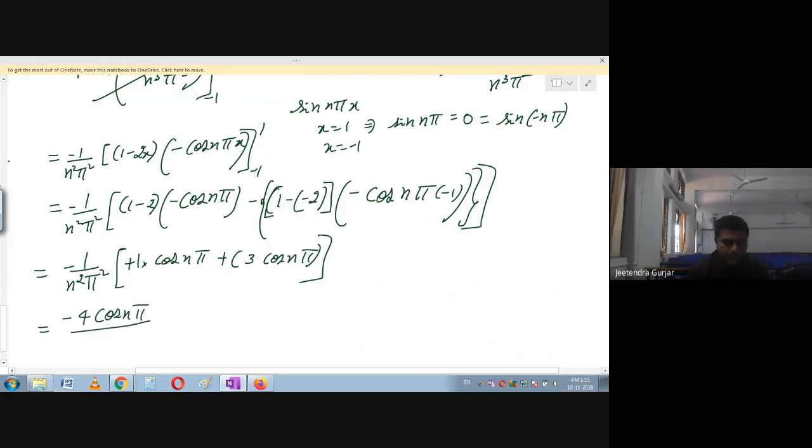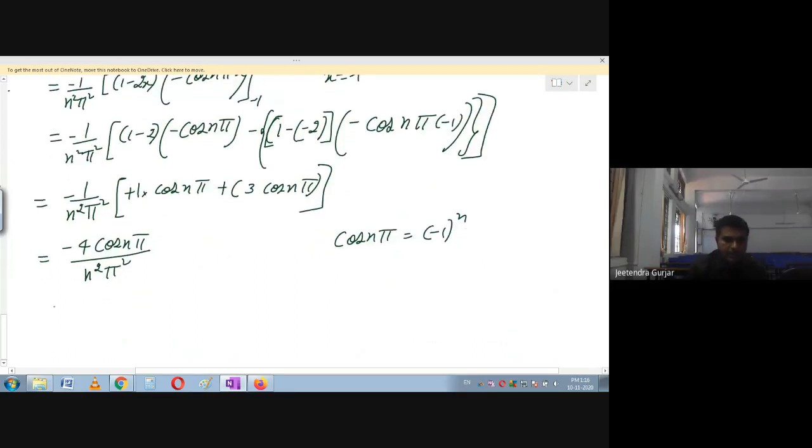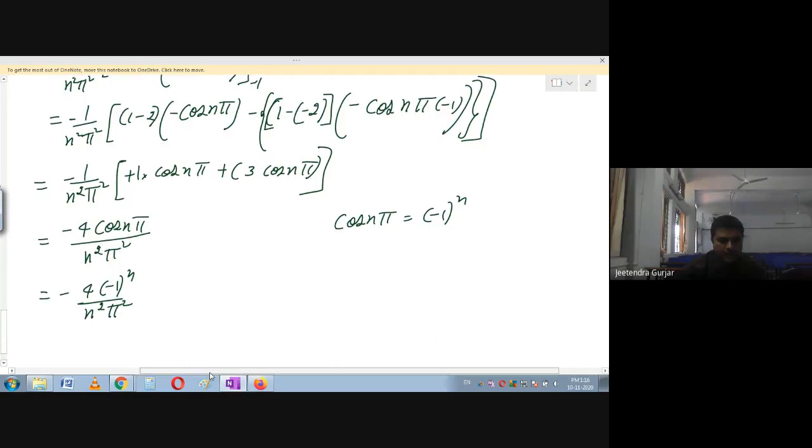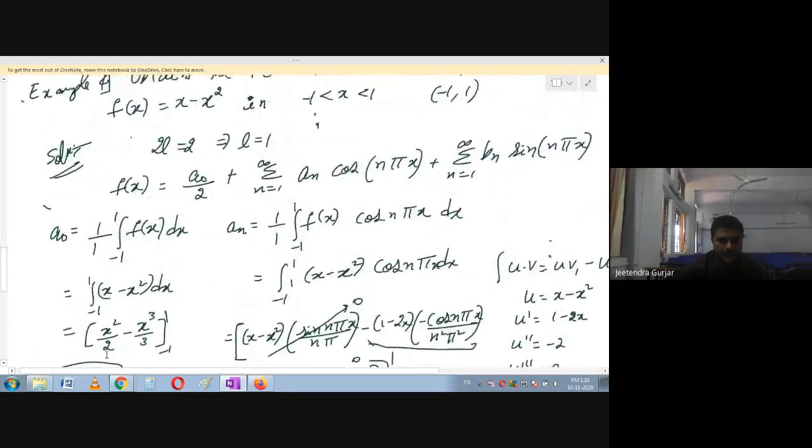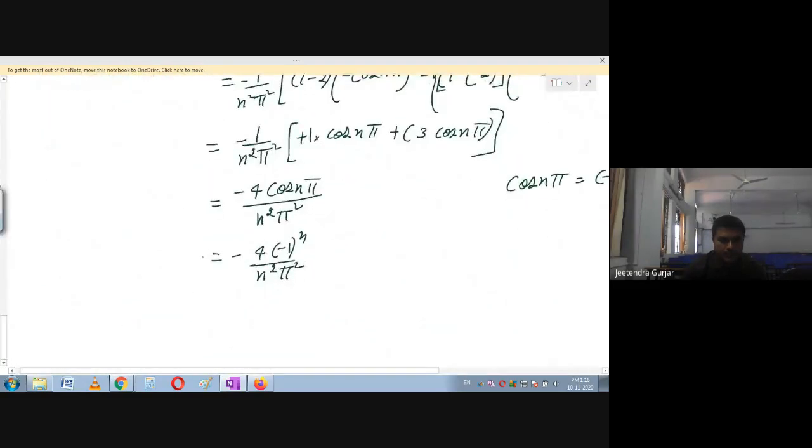n pi is constant, cos n pi is constant. n pi is common, so I have taken outside. Please remember the formula for cos n pi, students, which is equal to minus 1 raised to n. Now you are perfect with this. Now I can get this is equal to minus 4 minus 1 raised to n upon n square pi square. So this is what we have calculated for a n. So a naught you have calculated, a n you have calculated, students.